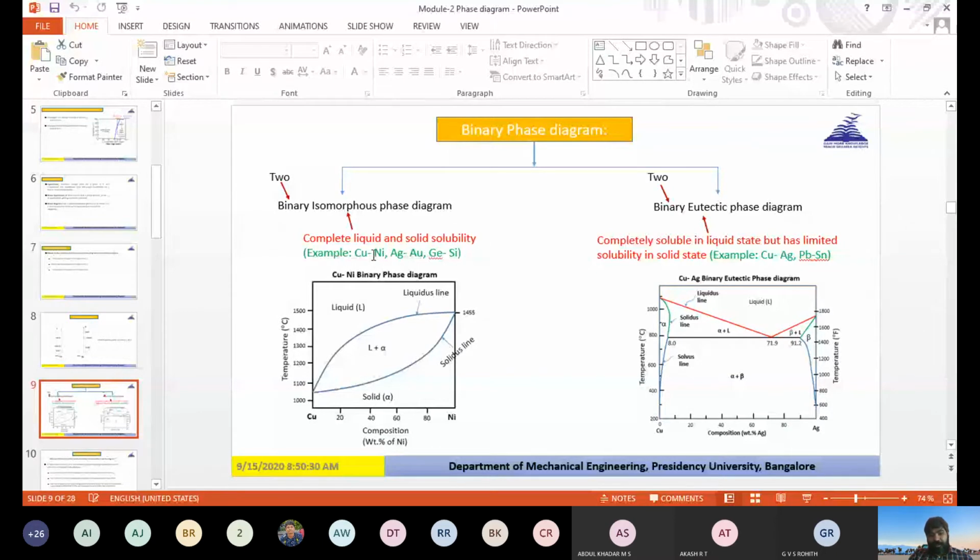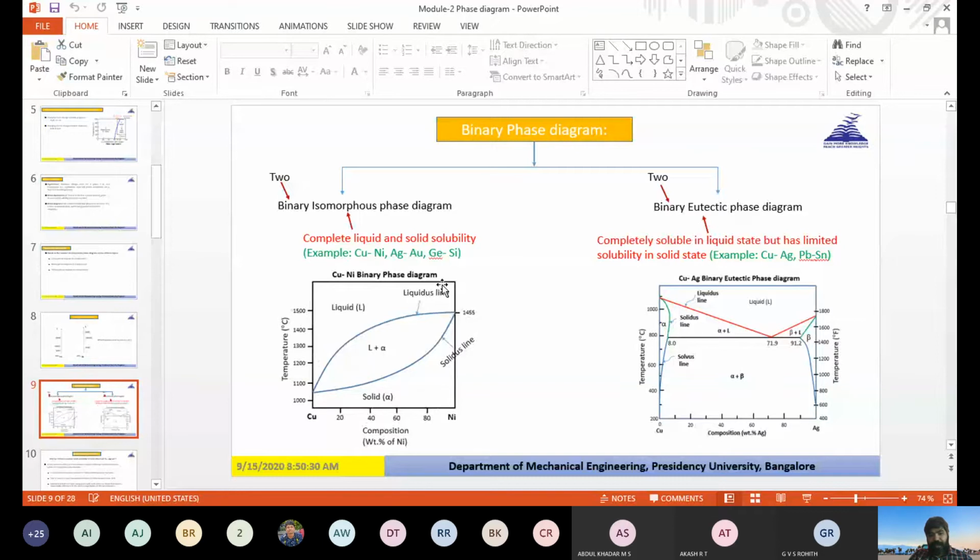That's why the phase diagram of copper nickel belongs to the binary isomorphous type. Isomorphous means completely soluble in the liquid as well as in the solid condition. So this system will show a binary isomorphous phase diagram, but when the two components have complete solubility in the liquid state but limited solubility in the solid state, then it will represent a binary eutectic phase diagram. So this is how the binary isomorphous diagram looks.